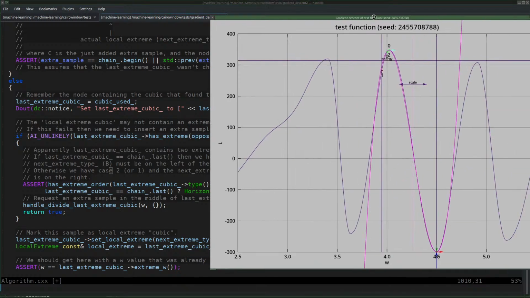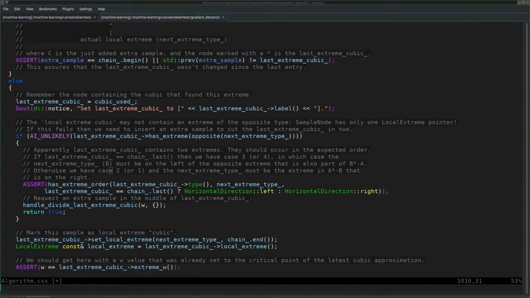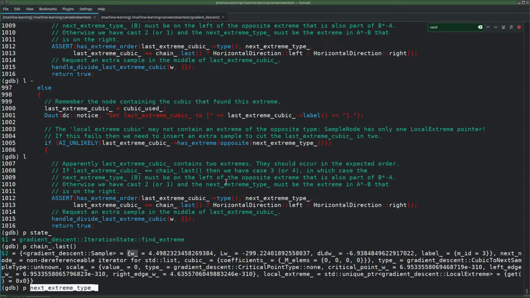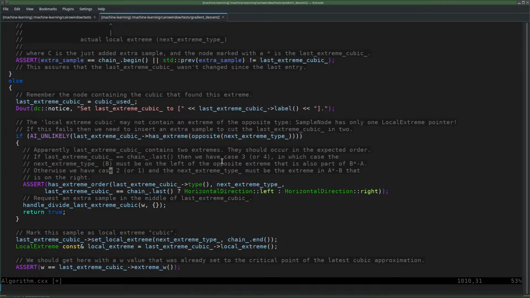Well, I think that's correct. On the right, yeah? So we have an extreme here, and the extreme on the right is the one that we just found, which is the minimum, which should be the one that we were looking for, which is stored in this variable. That is minimum. Yeah, I would say the comment is correct. Then maybe the assert is wrong.